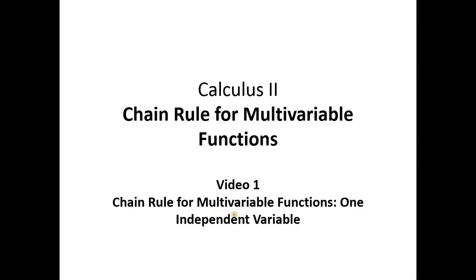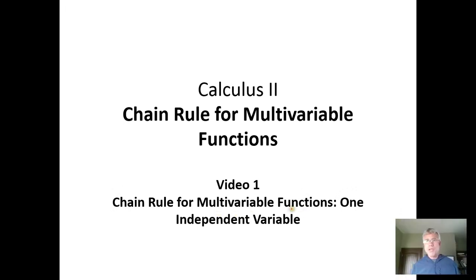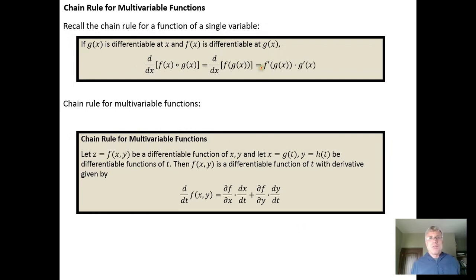So in this video we're going to look at the chain rule for multivariable functions where we have a function of x and y, but x and y are functions of a single independent variable. So if you think back to the chain rule for single variable functions, we're really looking at function composition, d/dx of f of g of x, and we take the derivative of f at g, and then we have to multiply by the derivative of g.